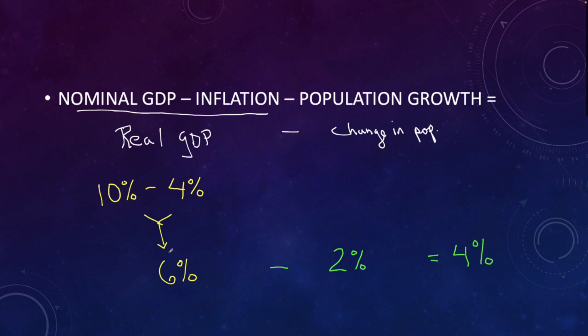When we look at real GDP per person, this is the number we need. When we're looking at economic growth, this is the number we need. We need that real GDP per person. It's this number that helps us to understand how quickly standards of living are changing in a country.